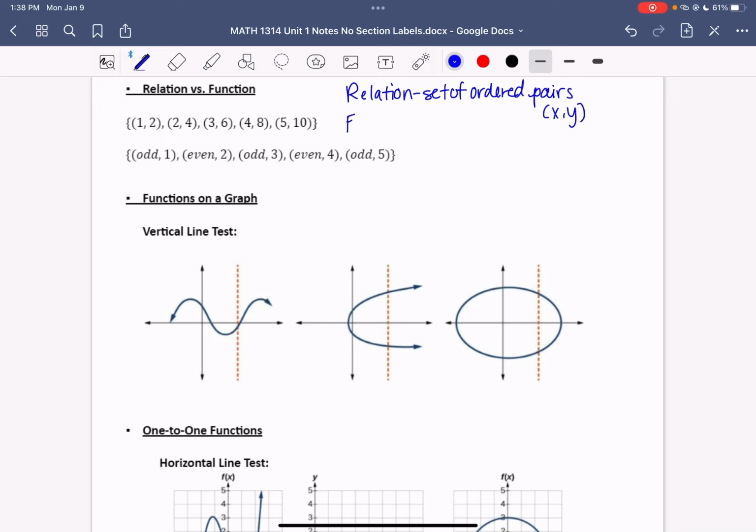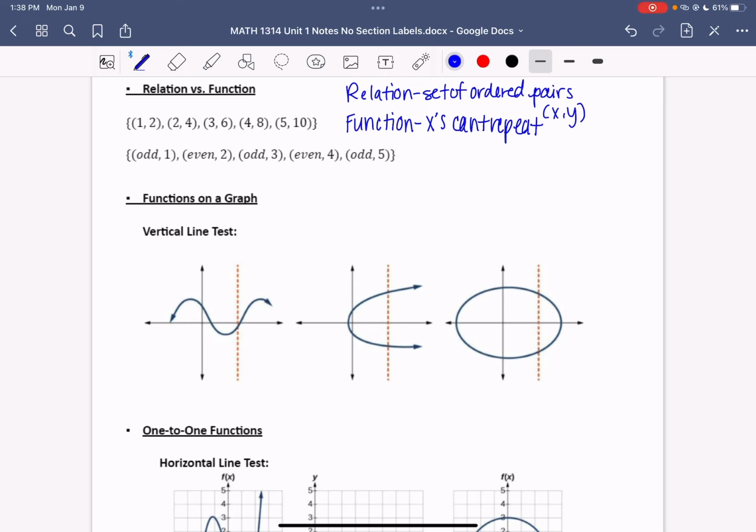That's where our second one comes into play, and that's called a function. A function is described as a relation, but it's where every input has a unique output. Or we could say our x's can't repeat. So we're going to look at two examples, and we're going to expound upon this definition of function and look at it in different modalities as well.